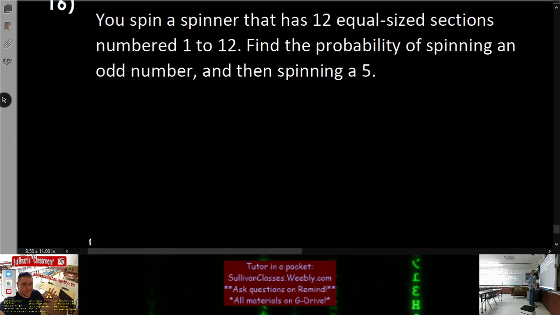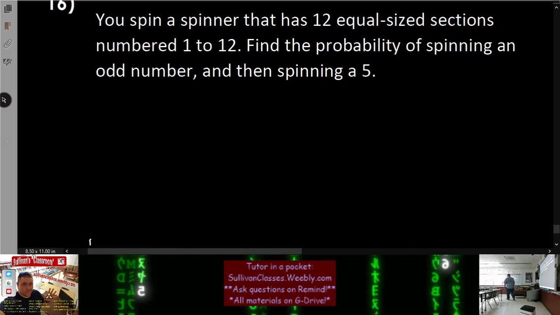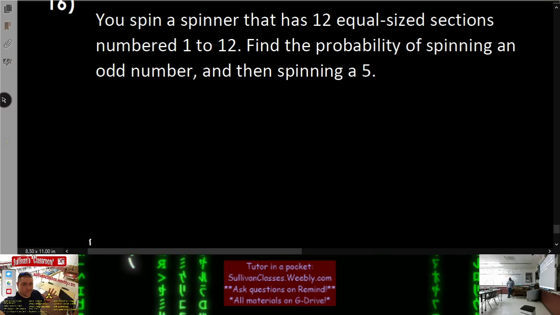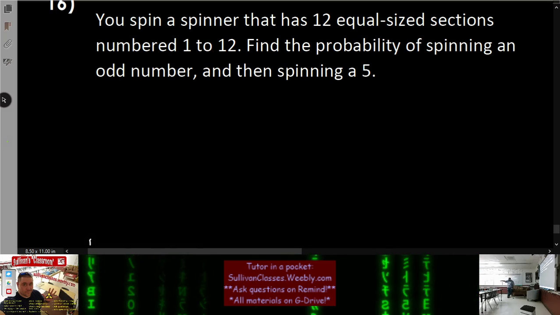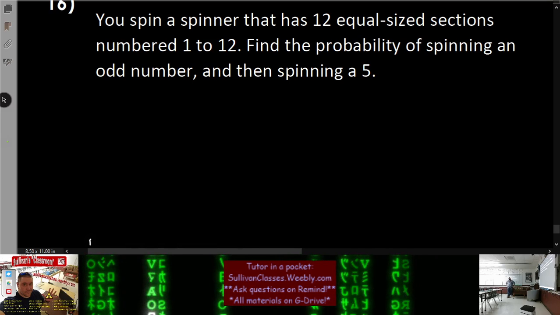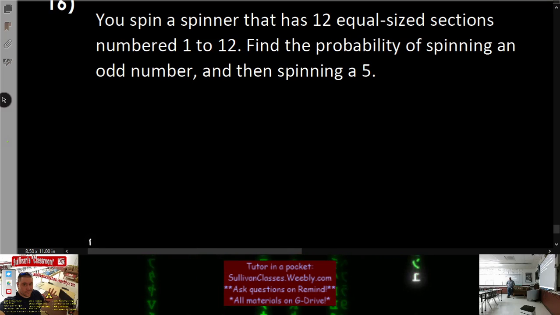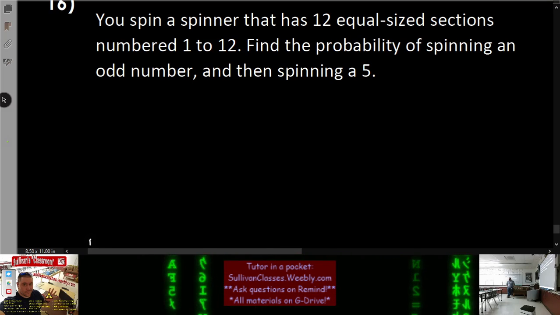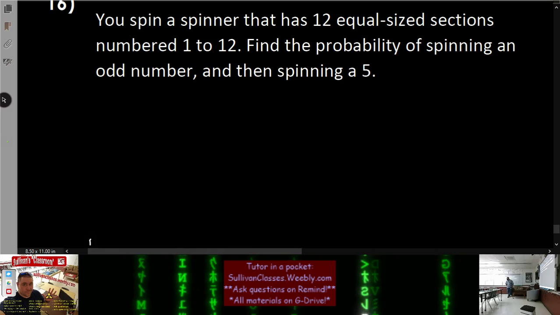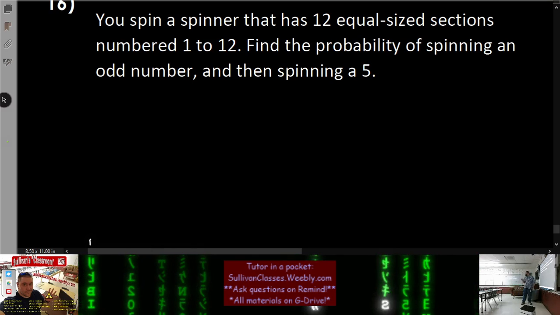And finally, probability. I don't like PPI. You got a spinner. Spinner's got 12 sections on it, kind of like life. You spin the little thing and then you move your minivan full of plastic children, right? So you got a spinner with 12 sections. They're all numbered 1 through 12. Find the probability that you spin an odd number and then spin a 5. 5 is odd. But it does say and then, meaning 2 different events.